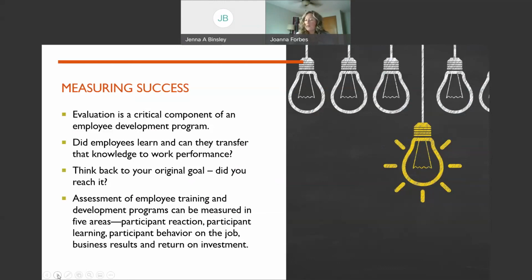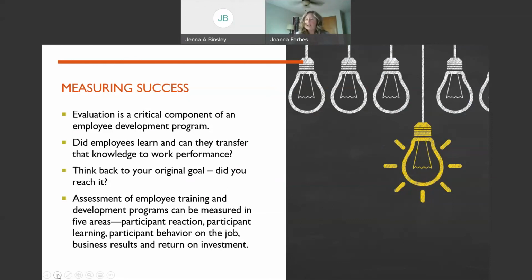Well, the very first one would, of course, be observation. Did you see the employee utilize this skill, this knowledge, this ability when they went back to the workplace? But other areas that we can definitely measure are the reaction. Did the employees enjoy it? Did they appreciate it? Was it worthwhile? Did they learn? What was their behavior on the job after? And by behavior, I mean, did they utilize the skills that they learned? Then there are business results. Are we better now that we cross-trained?